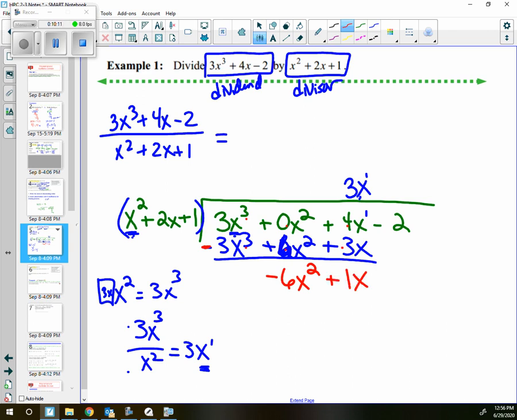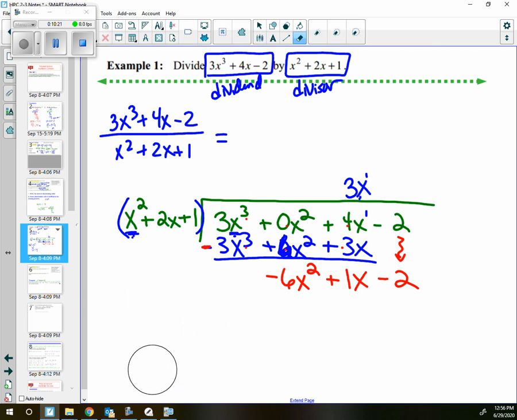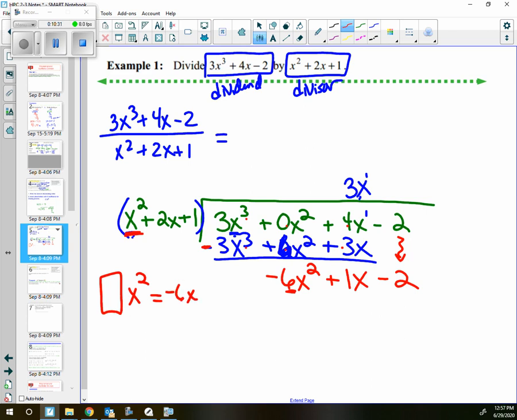Okay, what do you do in regular long division after you subtract? You bring down the next number, which is our minus 2 or our constant. And then you start over. We do the same thing. All right, so here's what you need to think then. We're looking at our highest degree terms, the x squared and the negative 6x squared. So what would you multiply by this x squared term to get a negative 6x squared? Well, sure looks like you just need a negative 6, right?